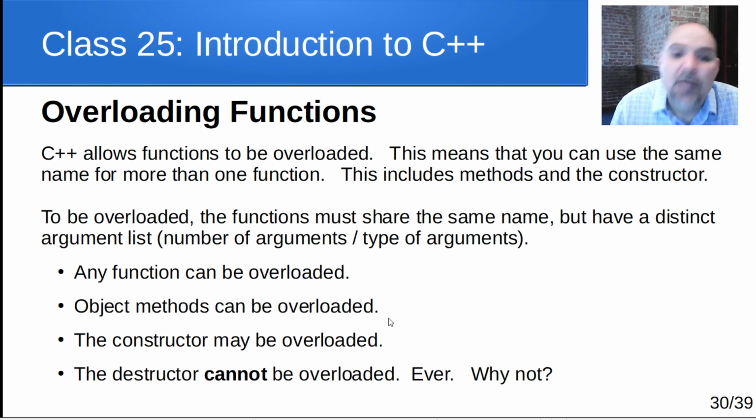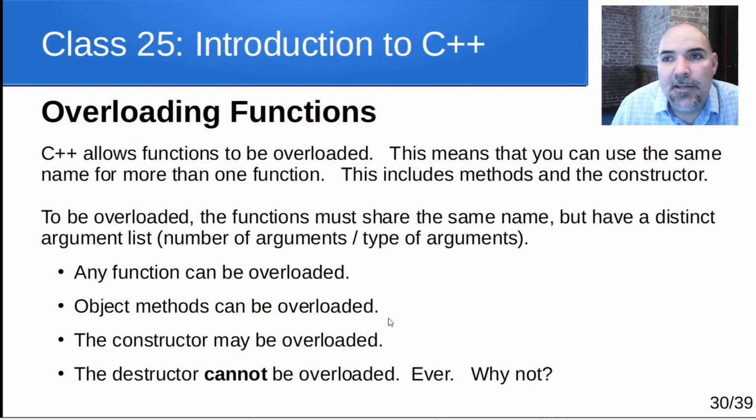It wouldn't work. But it will work if they have one that's an int, one that's a character pointer. The compiler will figure out which type we're trying to pass, or which number of arguments of which types we're trying to pass, and it'll use the correct version of that function. So any function in C++ can be overloaded, which means that object methods can be overloaded, which means the constructor, being one of those methods, can be overloaded.